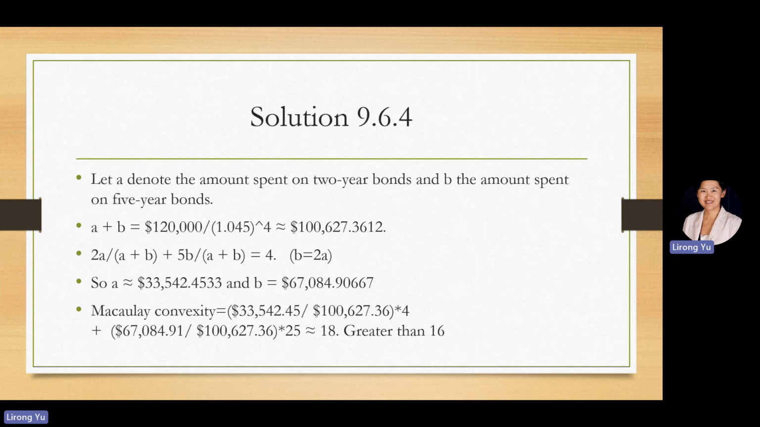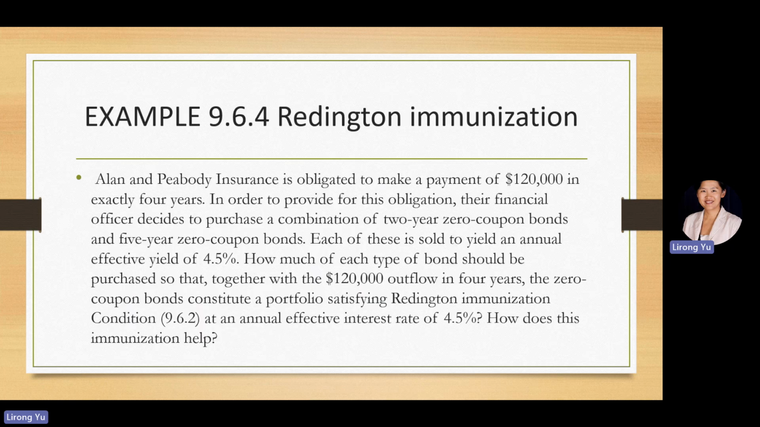All right, then we're going to talk about the convexity, which we calculate for both assets. For the asset that we had in 4 years, the duration for the 120,000 is duration equal to 4. Convexity of this is the square of 4. So 4 squared is 16.